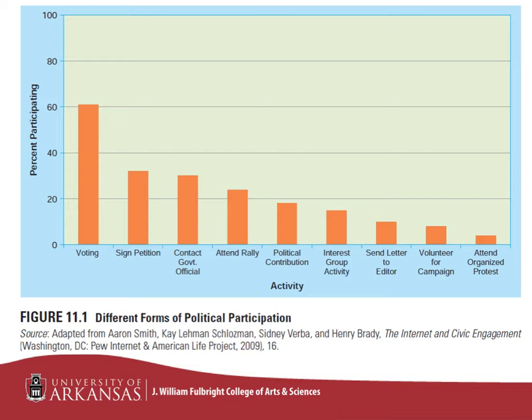When we look at the different forms of political participation, this is a great study by Smith et al. It suggests that voting is utilized by about 60% of the population, and after that it diminishes to around 30% with signing of petitions, contacting government officials, and it diminishes even more until we see a very small proportion of the population attend an organized protest. Now, this might actually reflect that the system works when fewer people are engaging in more extreme political activities.